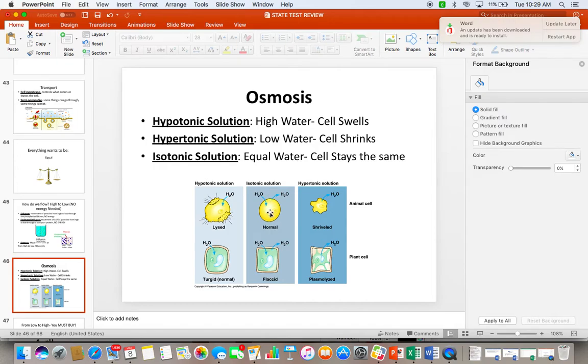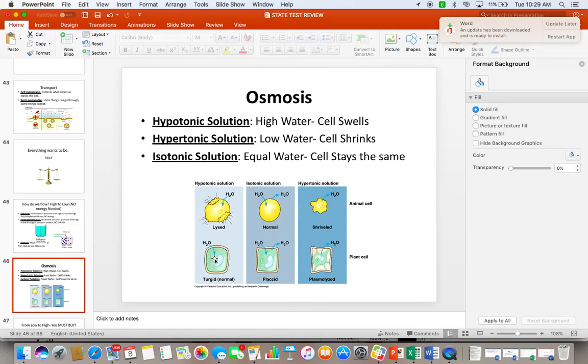Okay, so just as much goes in as comes out. Hypertonic solutions shrivel things up. So I think most of you have probably poured salt onto a slug before and watched it dry up, okay? The salt was hypertonic to the slug, and so it took all of its water out.